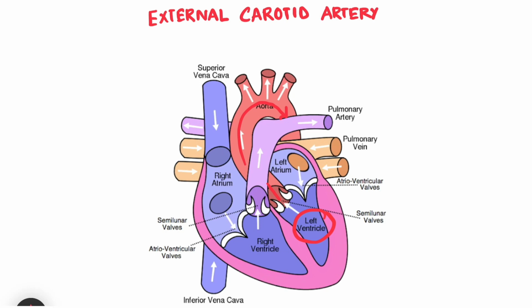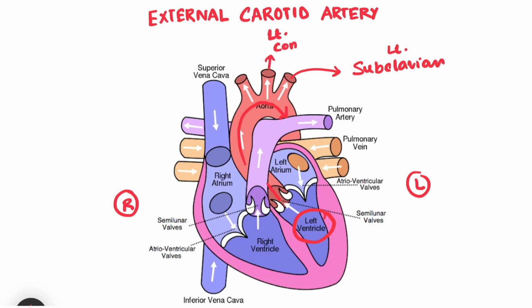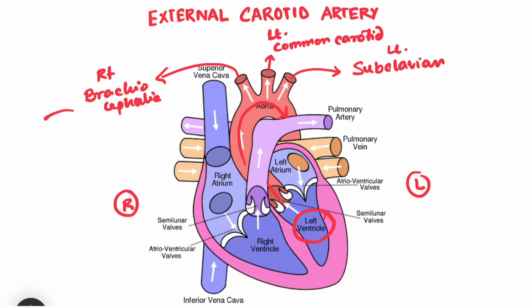Now the aorta has three main branches. So this is the left side of the aorta, this is the right side of the aorta. On the left, the aorta gives off the first branch which forms the subclavian artery, and that too is the left subclavian. Then it forms the left common carotid, and finally forms the right brachiocephalic. This right brachiocephalic again divides into two parts. One is the common carotid and then the subclavian of the right side.